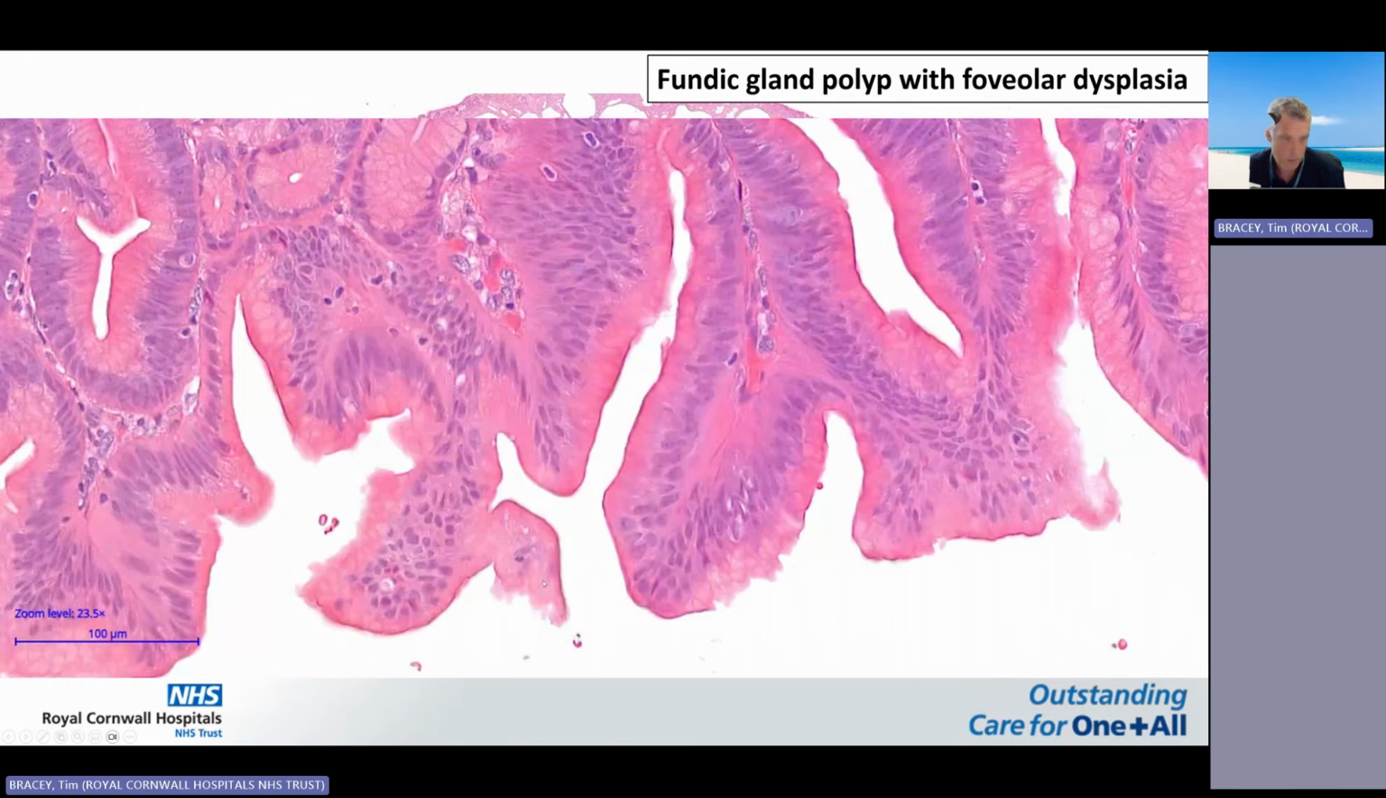So this is a higher power view of this foveolar dysplasia. You can see it's quite subtle. If you saw this on its own, without the context of that abrupt transition between the normal polyp and abnormal, I find, we'll go on to talk about foveolar dysplasia, but it's a real pig to try and diagnose, because you've still got this apical mucin vacuole, and actually it's only when you see it changing from normal to abnormal that you can really tell that it's dysplastic.